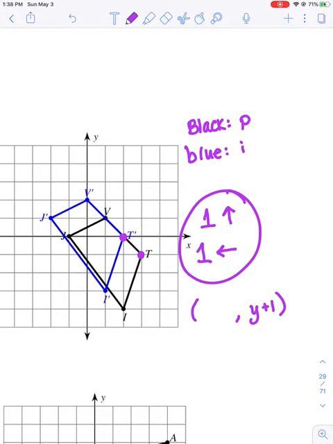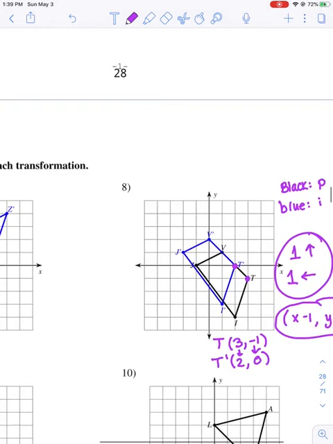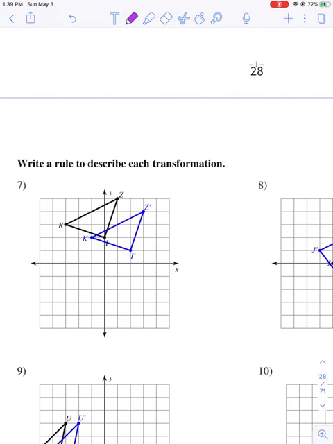So 1 up ends up being y plus 1. That's what 1 up means. 1 left would be x minus 1. So basically, if I take the original coordinates of T, which is 3, negative 1, and I go to T prime, which is 2, 0, I followed the rule that I just wrote. I did x minus 1, that gets me from 3 to 2, and I did y plus 1, which gets me from negative 1 to 0. So if you want to be fancy, you could write your answer like that, and that works as well. So either one of those is acceptable.